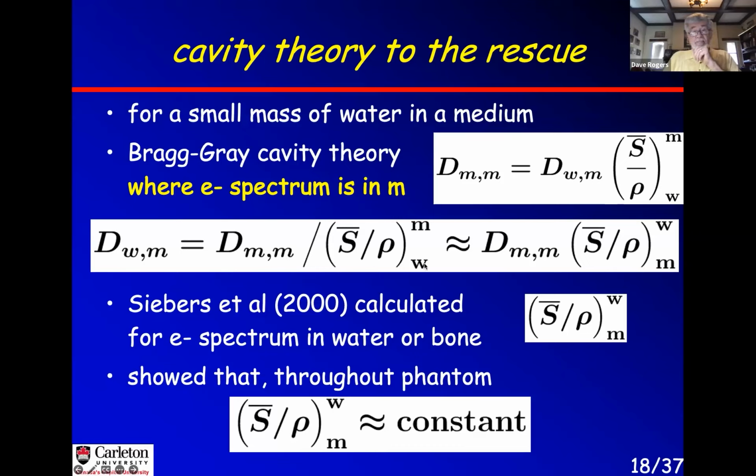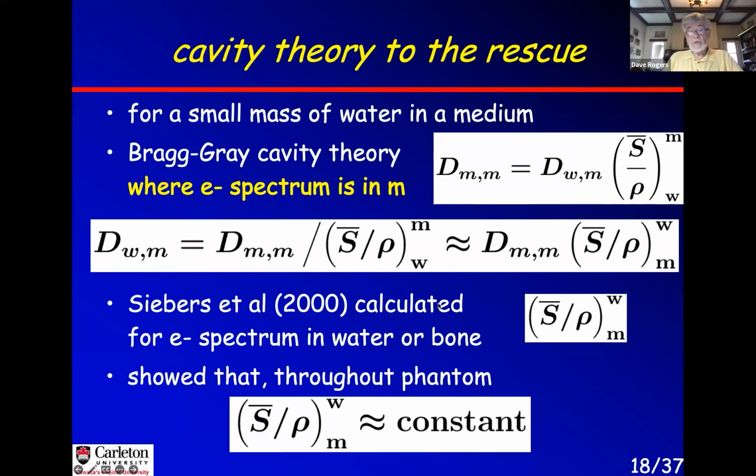Now, another very helpful and useful aspect of this is that the stopping power ratio of medium to water is almost identical to the inverse of the water to medium. So in fact, you can do the calculation using the dose to the medium from your Monte Carlo calculation, and then just multiply it by the stopping power ratio of water to medium.